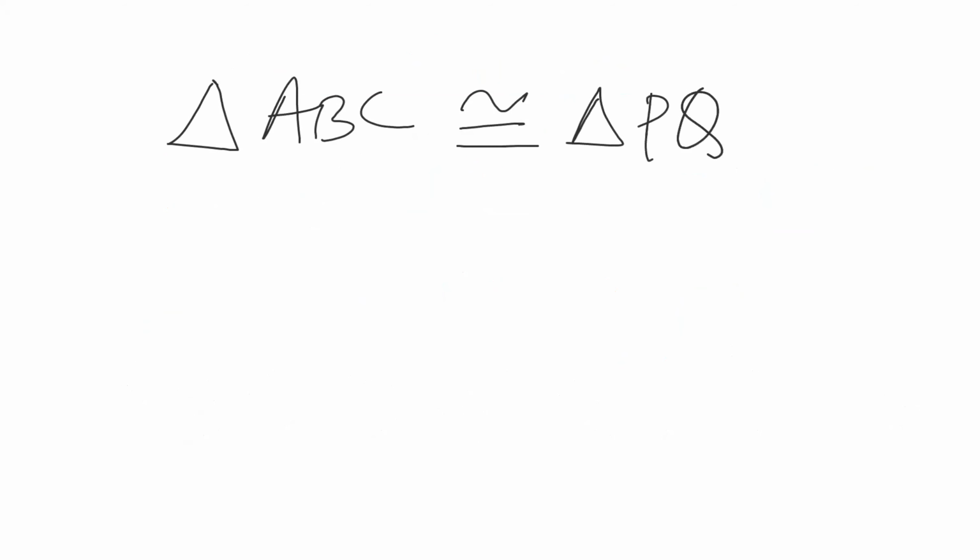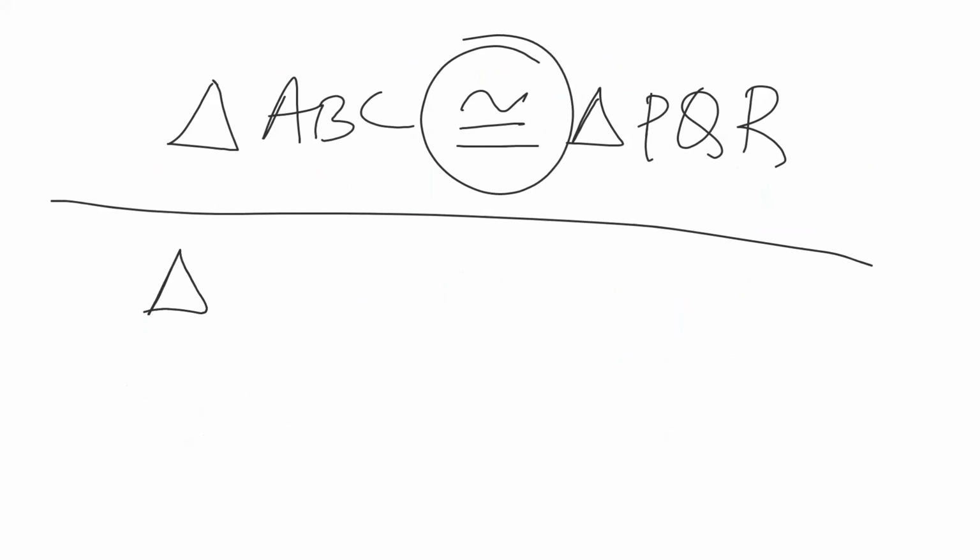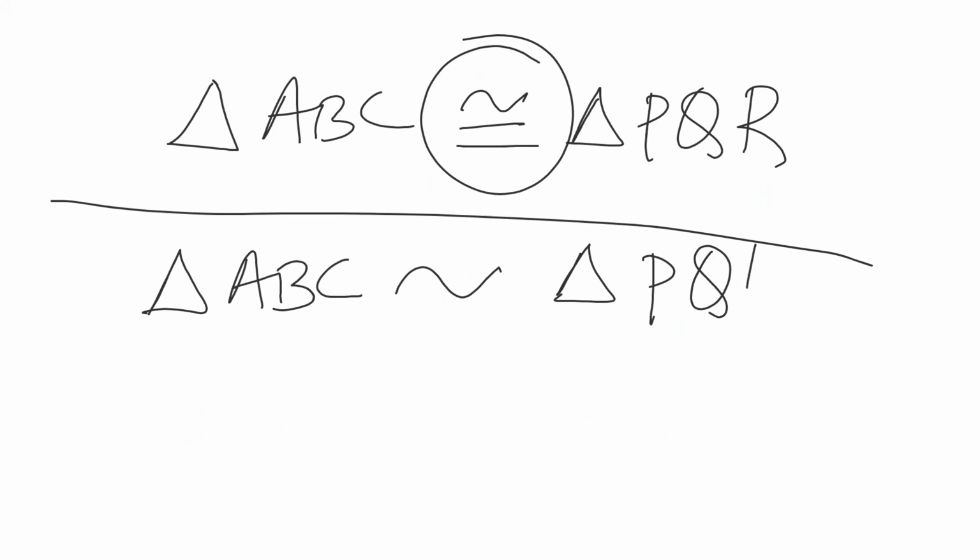While discussing triangles, we have to see when two triangles are said to be similar. In 9th standard, you have studied triangle ABC congruent to triangle PQR. This is the symbol of congruency. Here we have to study triangle ABC similar to triangle PQR. This is the symbol of similarity.